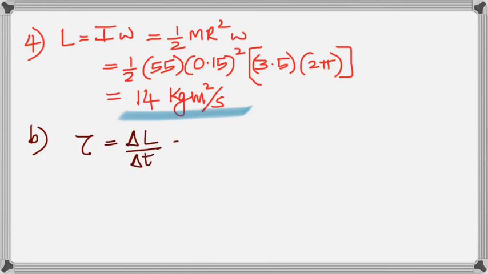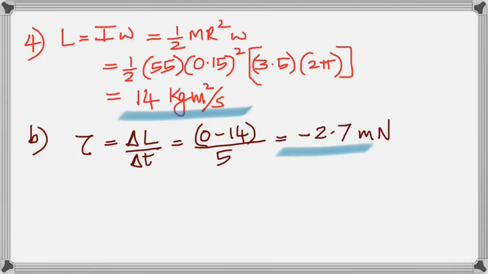Torque is change in angular momentum divided by time. 0 minus 14 to be perfect, because the final is 0, the initial is 14, divided by 5, which is negative 2.7. Take note of the unit. What is that? Meter Newton. Newton meter will also work.